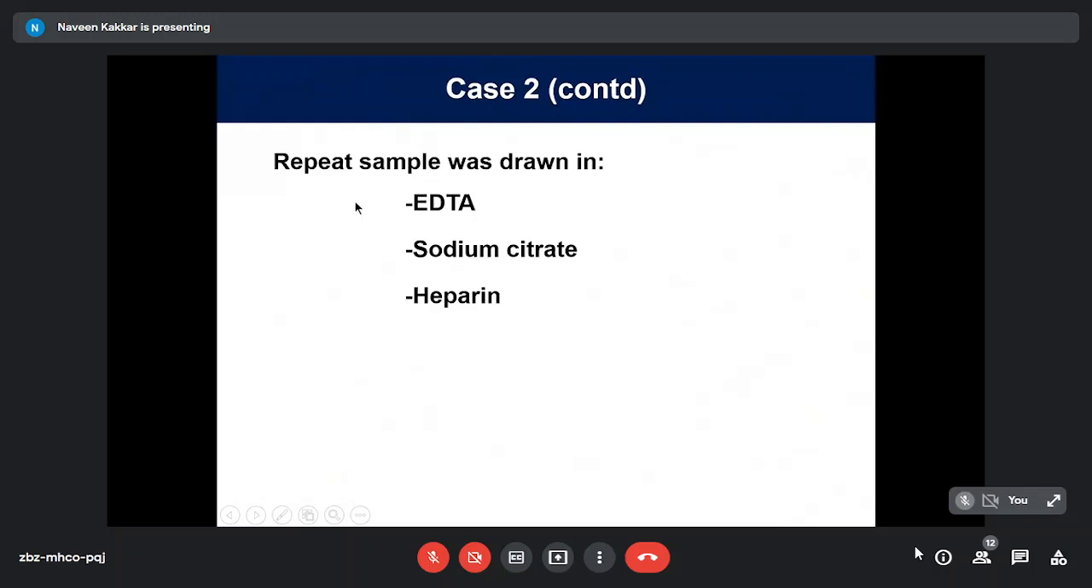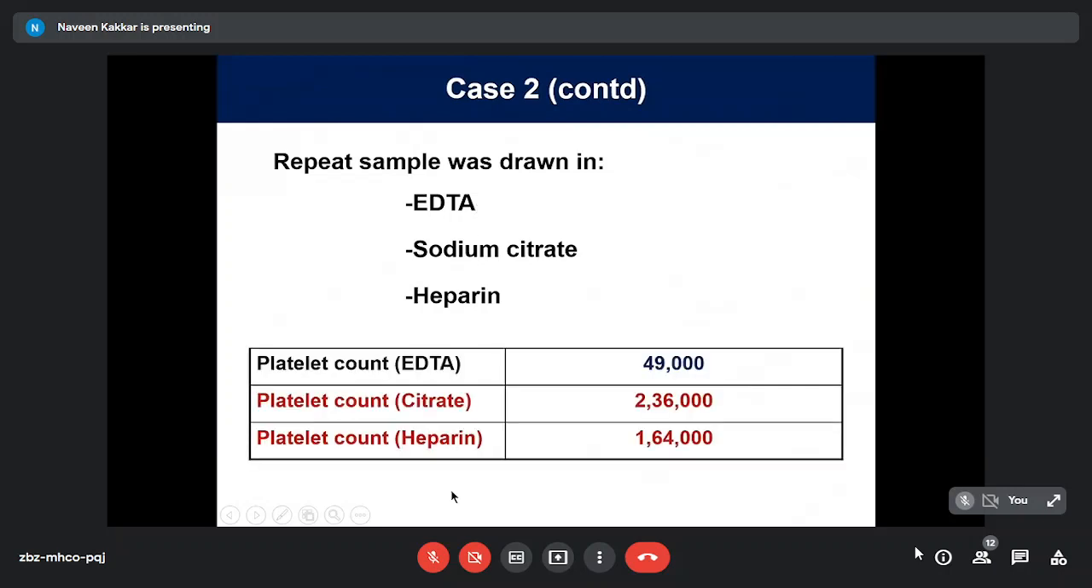So whenever you have a problem with EDTA, you take the help of sodium citrate and heparin. A repeat sample was done in EDTA again to reconfirm the findings, along with sodium citrate and heparin. This is what we got. Platelet count in EDTA was still low, 49,000 now, but citrate and heparin showed normal counts. We gave the higher count, obviously 236,000, so there was nothing wrong with this patient.